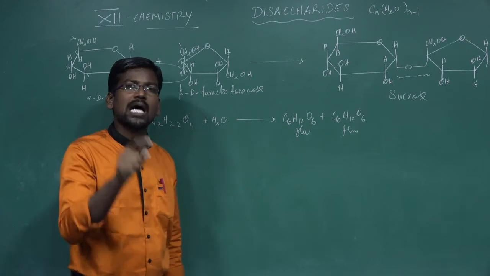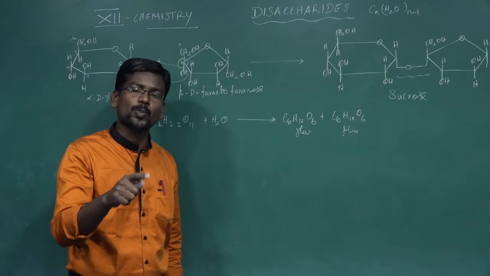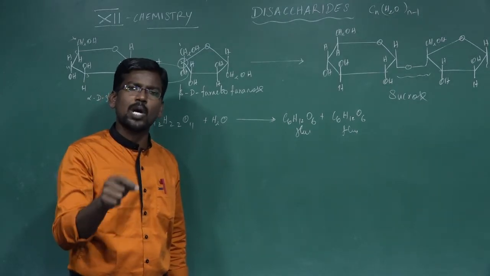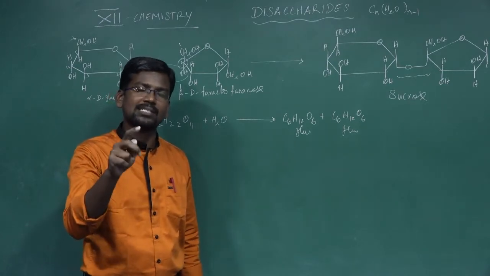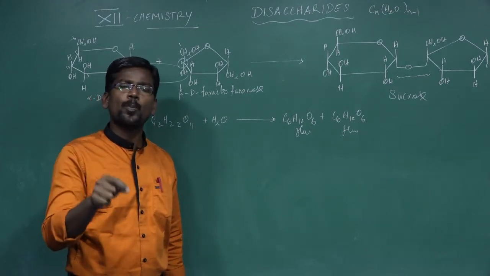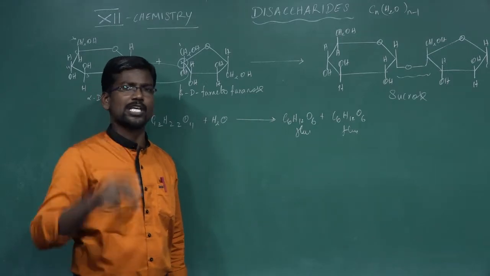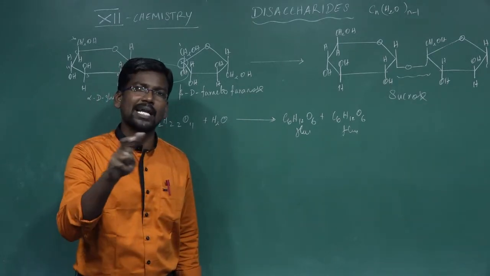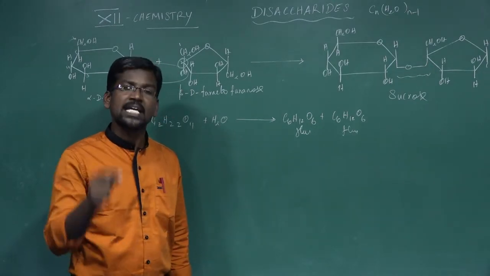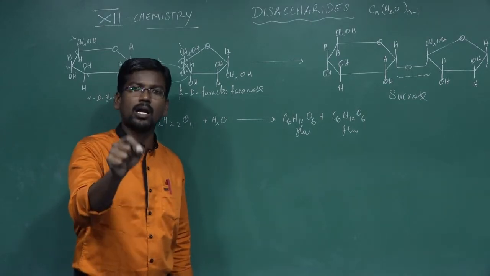So sucrose acts as a non-reducing sugar. Molecules which contain an aldehyde group easily oxidize to carboxylic acid, and those molecules act as reducing agents. They reduce Tollens reagent to a silver mirror, or the blue cupric ion to a red precipitate of cuprous oxide. The sucrose molecule does not contain an aldehyde group, so it does not easily oxidize to carboxylic acid. That's why sucrose acts as a non-reducing sugar. Important point, non-reducing sugar.